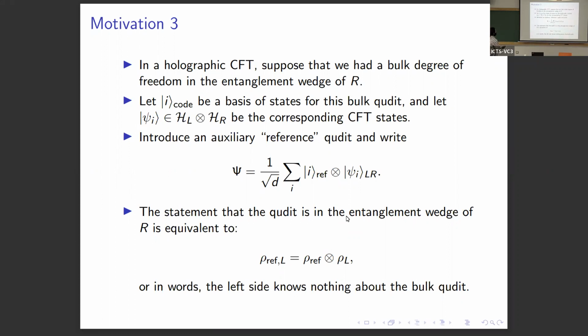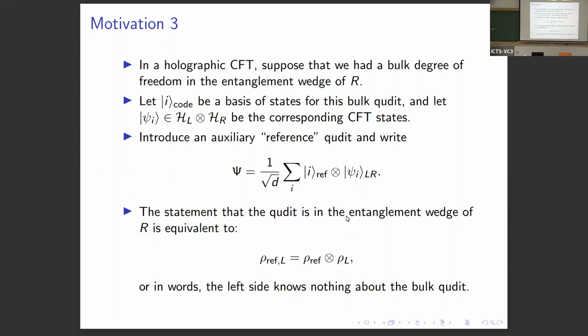So let me try to construct the canonical. Yes, it's outside somewhere. Yes, I should have said that. This is the partial trace of this with respect to R. Now this L is the rest of the CFT. Yes, I can just draw.